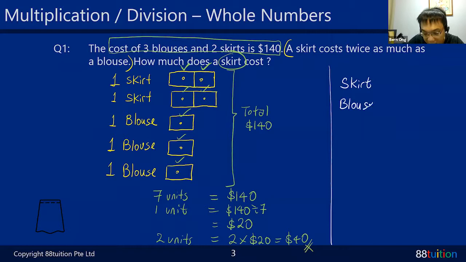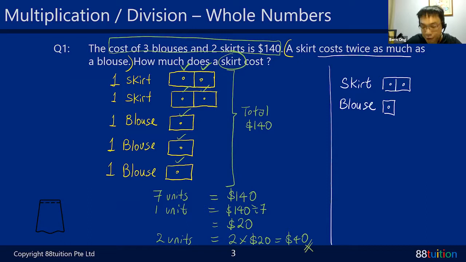As we know, a skirt costs twice as much as a blouse. So I still draw like that. Don't worry. A little bit of model to please my teacher. My teacher loves model. So the skirt is twice the blouse. So this drawing, okay, right?